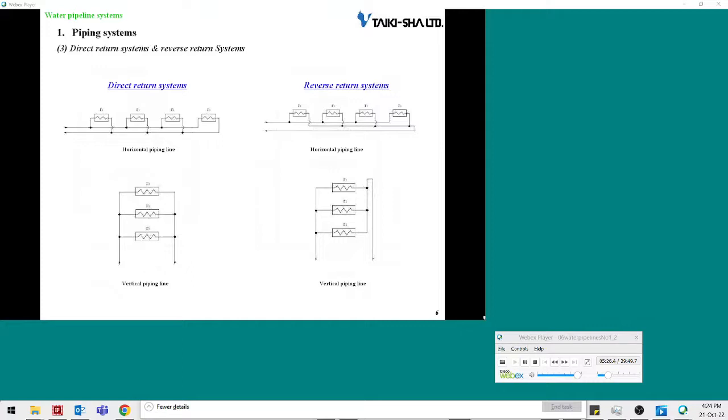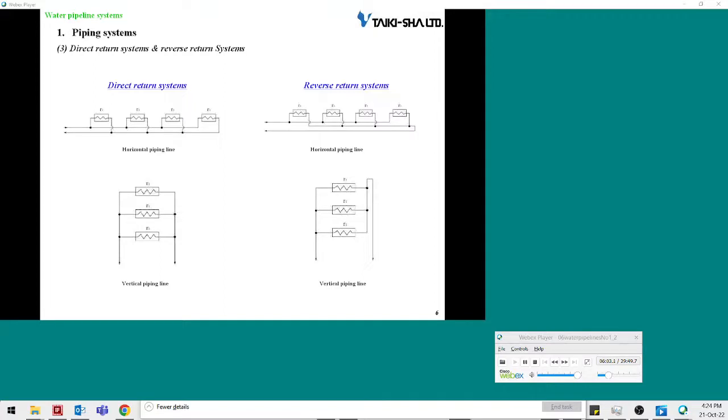Direct return systems and reverse return systems. Water piping systems include direct return systems and reverse return systems. As shown on the slide, the direct return system is a system which returns water to the heat source without extending the return pipes. Water in pipes flows at a higher rate as it flows close to equipment close to the heat source. A predetermined quantity of water may not pass by distantly connected equipment.